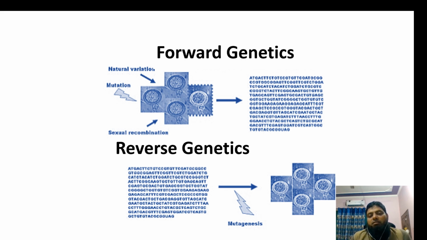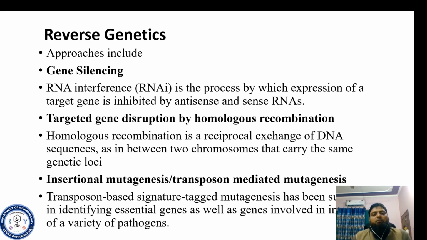So this is the basic concept of how we go from the phenotype to the genotype in forward genetics, and then how we utilize the genetic information to make some changes or rearrange it to develop certain traits which are of our own interest, especially in the case of vaccines. Conventionally, the reverse genetics approach includes gene silencing. We can go for target gene disruption by homologous recombination, and then certain insertion and mutagenesis or transposon-mediated mutagenesis can also be done.